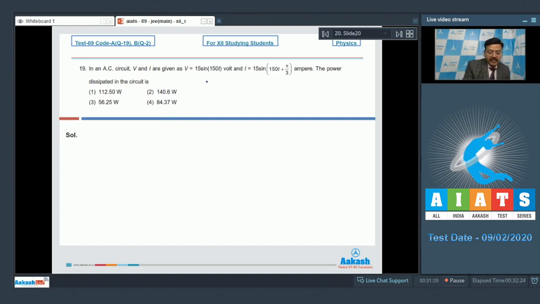given as P is equal to V RMS into I RMS into cos phi, the power factor, where phi is the phase difference between the current and voltage. In this problem, the value of V RMS will be the peak voltage divided by root 2. That means it is 15 by root 2 volt, because the peak voltage is 15 volt. It's clear from the expression given.